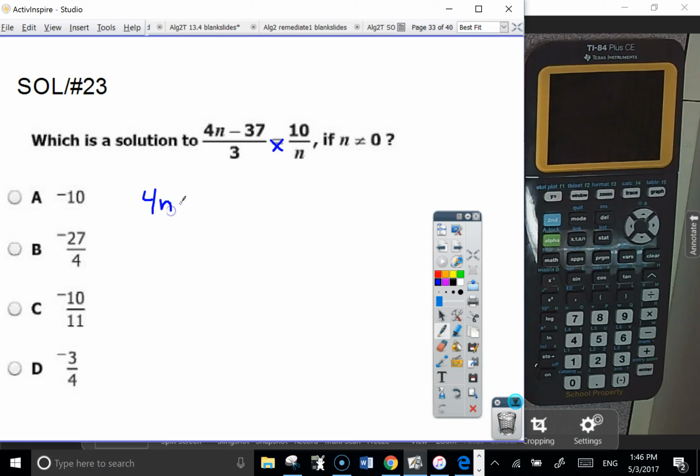4n minus 37 times n equals 3 times 10, which is 30. So 4n squared minus 37n minus 30 equals 0. Okay, so cross multiply and simplify. And then in this case it's a quadratic, so solve it like a quadratic. What are the methods for solving?